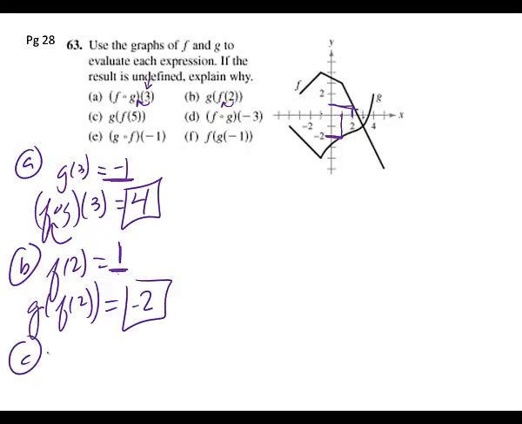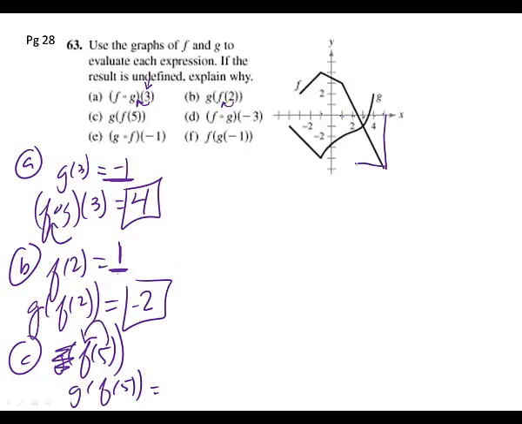All right, C says we have g of f of 5. Let me erase my scribbles. Okay. So I'm taking the 5. Oh, I should have done this. I didn't do my f of 5, right? There we go. G of f of 5. Okay, I'm taking 5 and I'm putting it into f. So I'm going to go out 1, 2, 3, 4, 5. I'm going to go touch my f graph. What do I get? Negative 5. I'm going to take that and plug it into what? G. So 1, 2, 3, 4, 5.